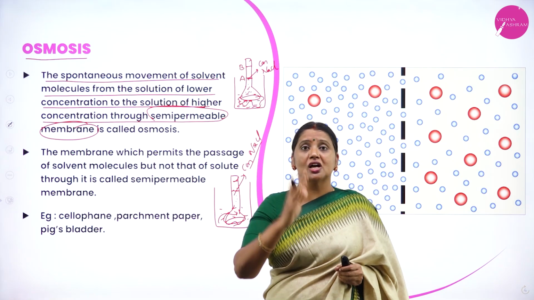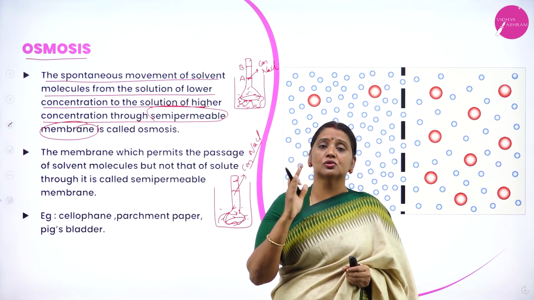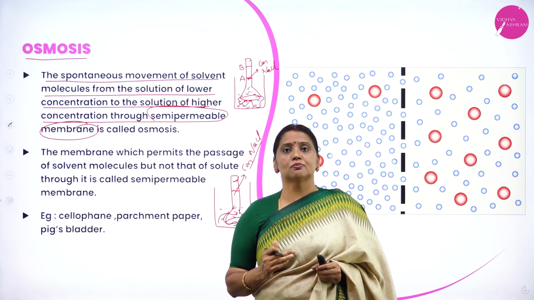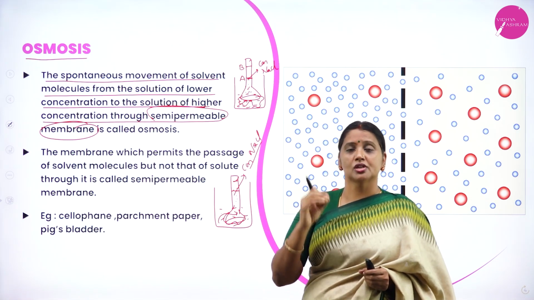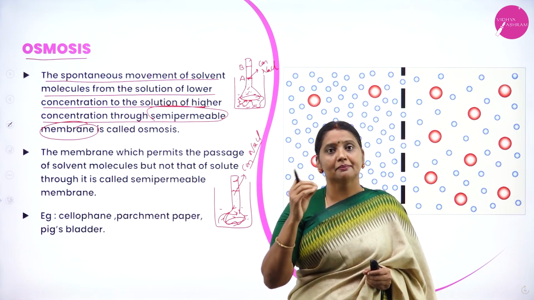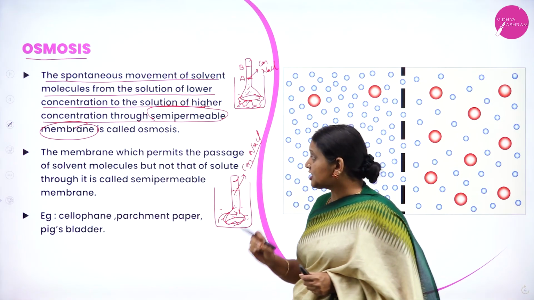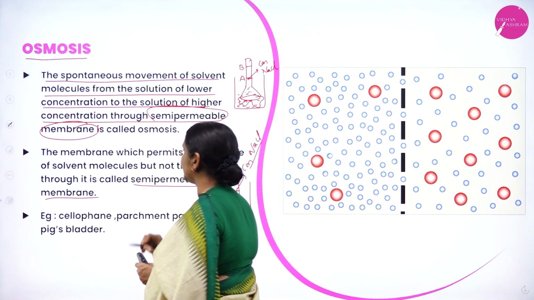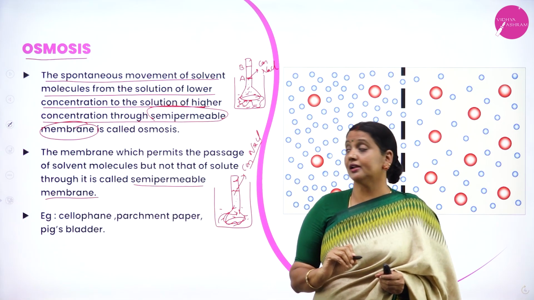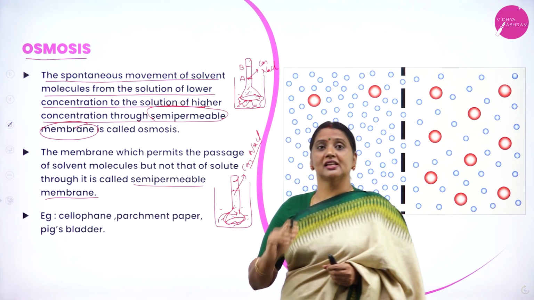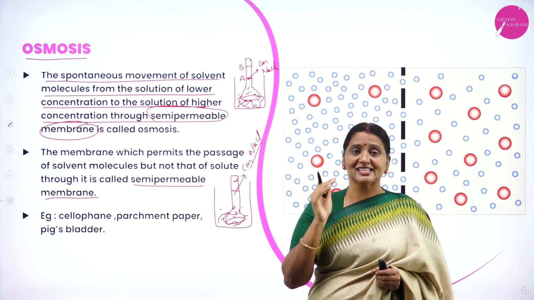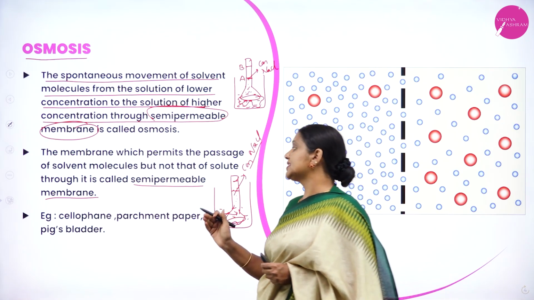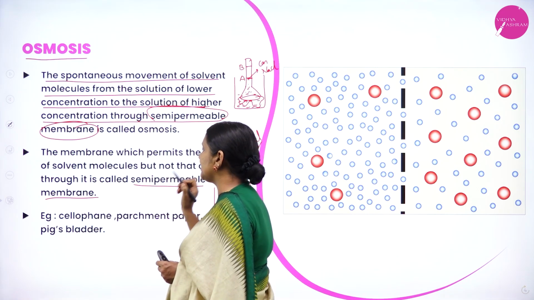The membrane which allows only solvent molecules to pass through, but not the solute molecules, such a membrane is called a semi-permeable membrane. The membrane which permits the passage of solvent molecules to diffuse through, but not the solute molecules, is called a semi-permeable membrane.